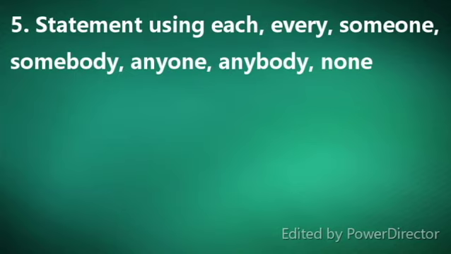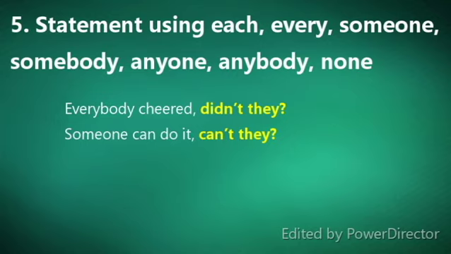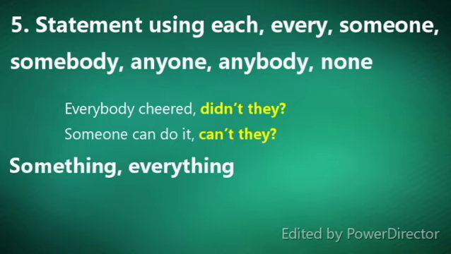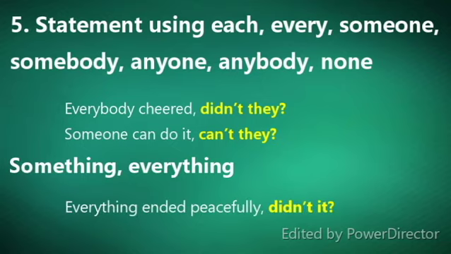Number 5. Statements using each, every, someone, somebody, anyone, anybody, none. These words take the pronoun they. Example, everybody cheered, didn't they? Someone can do it, can't they? Meanwhile, something and everything take the pronoun it. See this example, everything ended peacefully, didn't it?